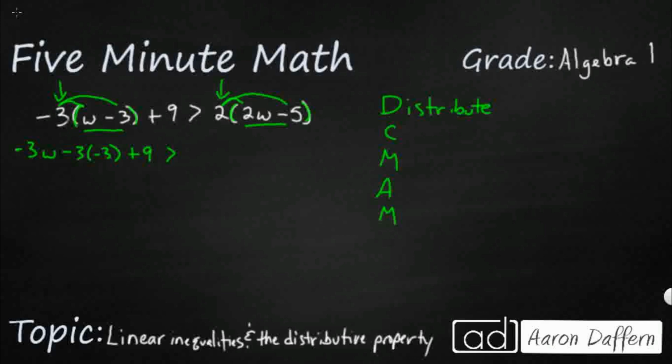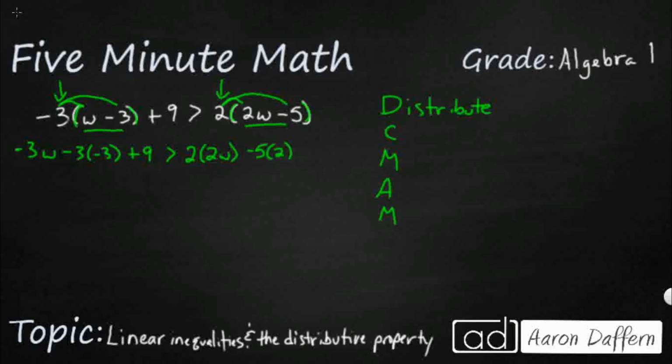I need to distribute the other side over here. So 2 times my 2w. And then I've got my 2 times my minus 5. It doesn't matter which order I do it, so I'll do it like that. So I can keep that minus 5 there. All right, so now I've distributed.